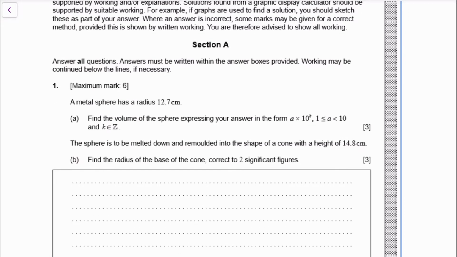Some sphere with a radius. Find the volume. Give your answer in standard form. Okay, I think probably the formula for volume is in the booklet. If not, you have quite a lot of stuff to memorize. Oh yeah, it's definitely in the booklet under geometry and trigonometry, topic 3. So the volume is easy, 4/3 pi r cubed.